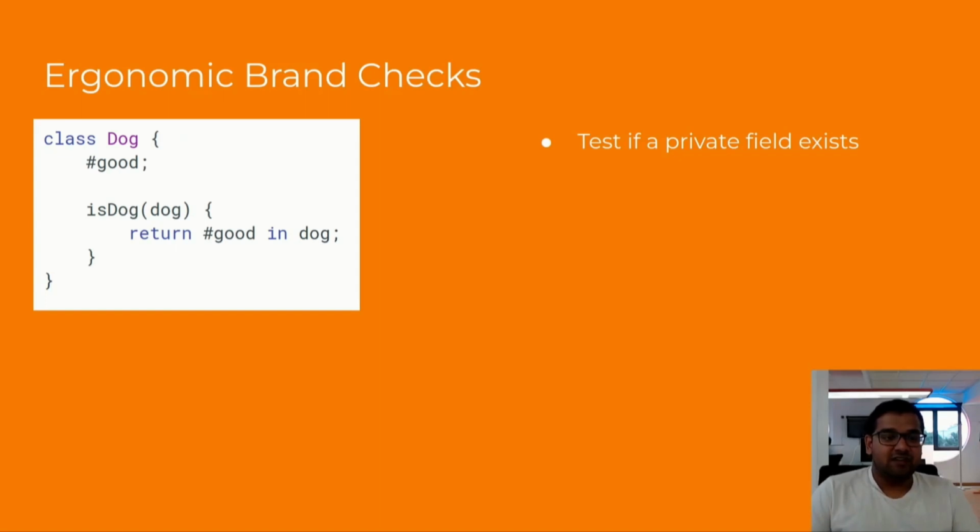We have also added support for ergonomic brand checks. This allows you to test if a certain private field exists on a certain class. This is extremely useful if you want to check if a given object is an instance of a given class. So technically now, if it quacks like a duck and walks like a duck, it may or may not be a duck because it might not have the duck brand check.